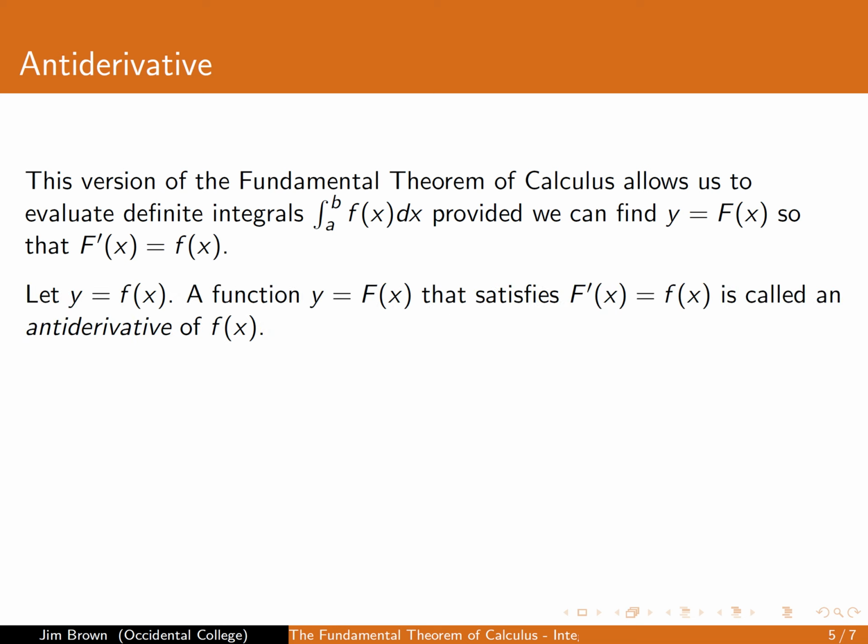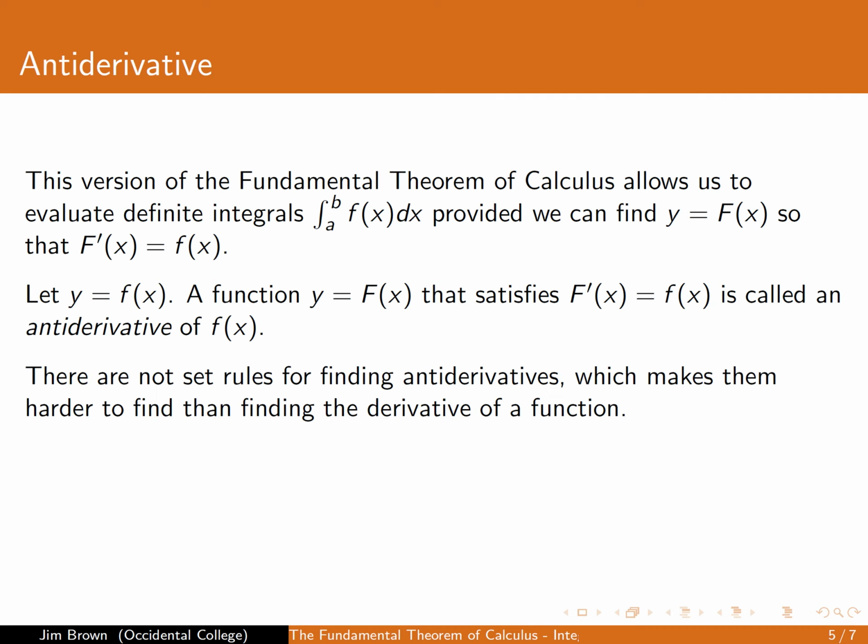So we refer to this function big F of x, whose derivative is little f of x, as an antiderivative of f, because it's kind of going the opposite direction. Rather than differentiating little f of x, you're finding something whose derivative is f of x. So unlike differentiation, where we had rules like the product rule, the quotient rule, chain rule, things like that, there aren't set rules for finding antiderivatives.